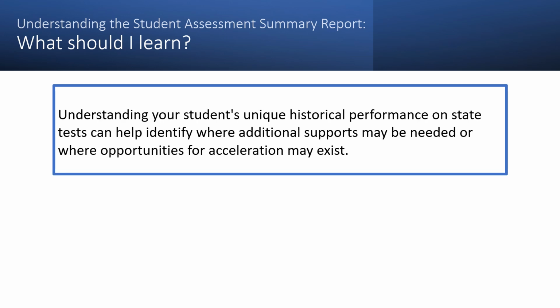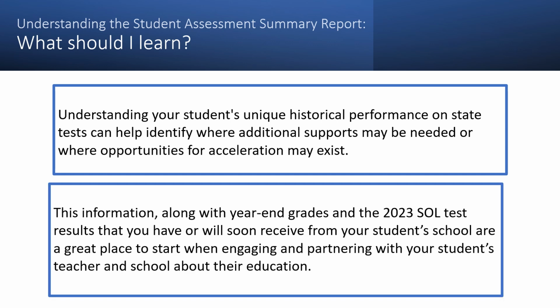In general, when looking at the Student Assessment Summary Report, you should get an understanding of your student's unique historical performance on state tests that can help identify where additional supports may be needed or opportunities for acceleration may exist. This information, along with year-end grades and the SOL results from 2023 that you have or will have soon from your student's school, are a great place to start when engaging and partnering with your student's teacher and school about their education.